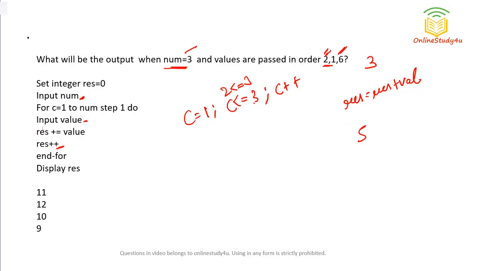Again 3 less than or equal to 3, condition is still true, so now the value given is 6. So we are adding this 6 to 5, that will give us 11, and then we are incrementing the value of res, that is res plus plus. So what will be the value in res now? That will be 12. Okay, so the correct answer for this one is 12.